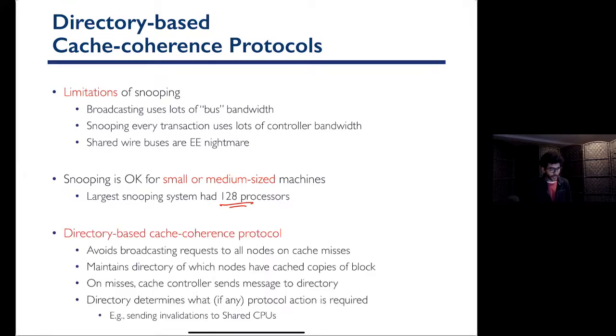So an alternative to snooping protocols, where all messages were broadcast to everyone, is directory-based cache coherence protocols. In this one, instead of broadcasting all these messages on a shared bus, you send direct messages to the owners of each block, usually. So usually there are these directories.